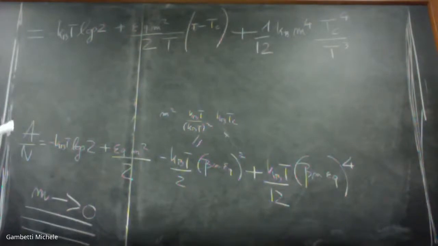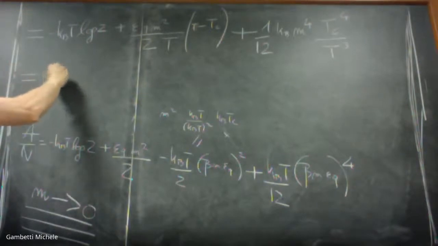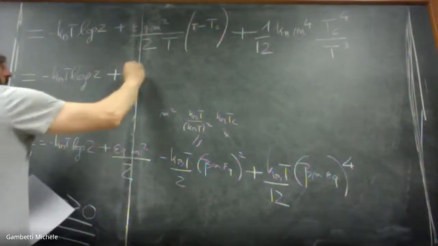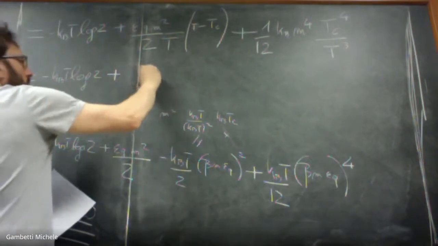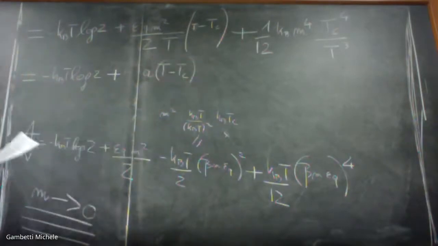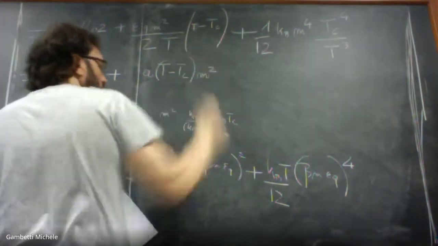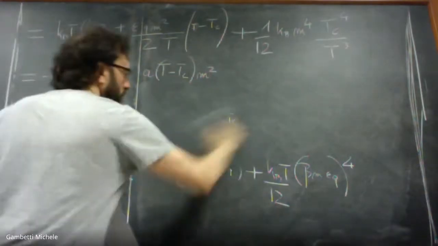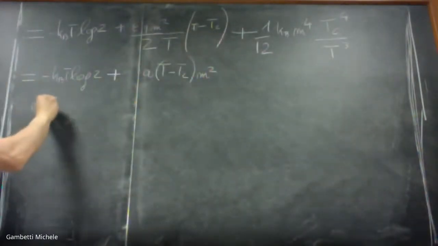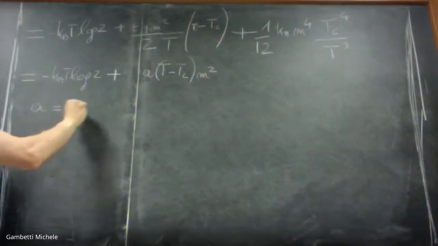Let's see if everything is right. Epsilon q, fine. One twelfth, that thing there. Now this is the same: k_B T log 2 plus, let me introduce a constant a here, which multiplies T minus T_c and m squared, where a is epsilon q divided by 2T.